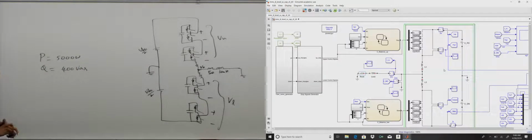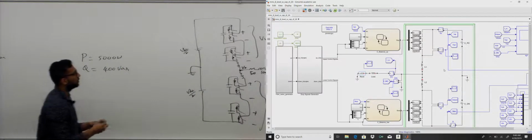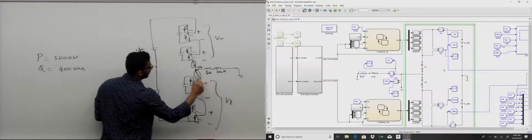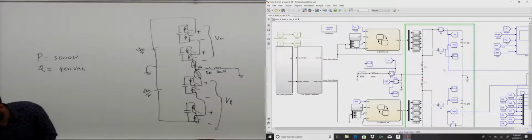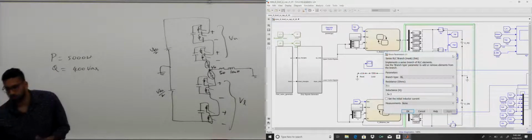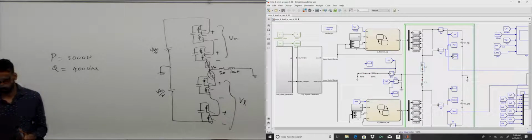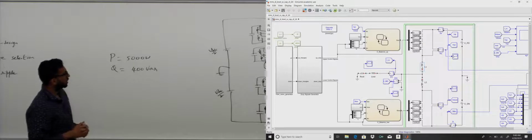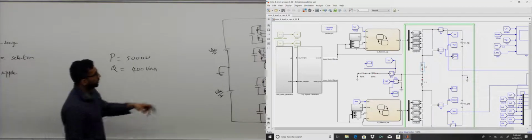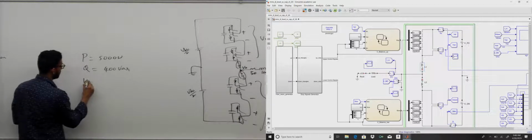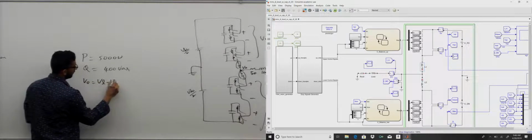We know, ignoring the drop across these arm inductors and resistors, assuming it's small, in the simulation it's 0.1 ohms and 0.5 millihenry. So in this problem we'll ignore the effect of that, but we'll take up the effect of that in one of these problems. So ignoring the drop across this, what will be VO? VO we know is VL minus VU by 2.